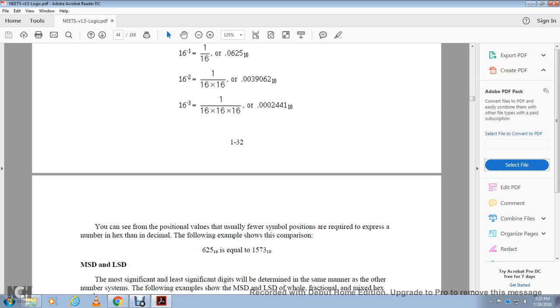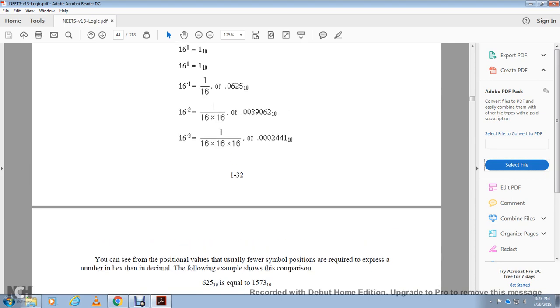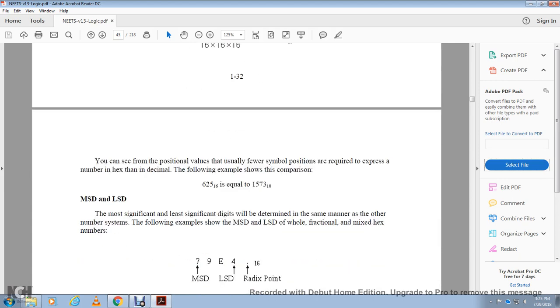All right, you can see the positional value with usually fewer symbols. The position represents a value expressed with the number of the hex one in the decimal system. The following examples show the comparison: 625 in base 16 is equal to 1,573 in base 10.